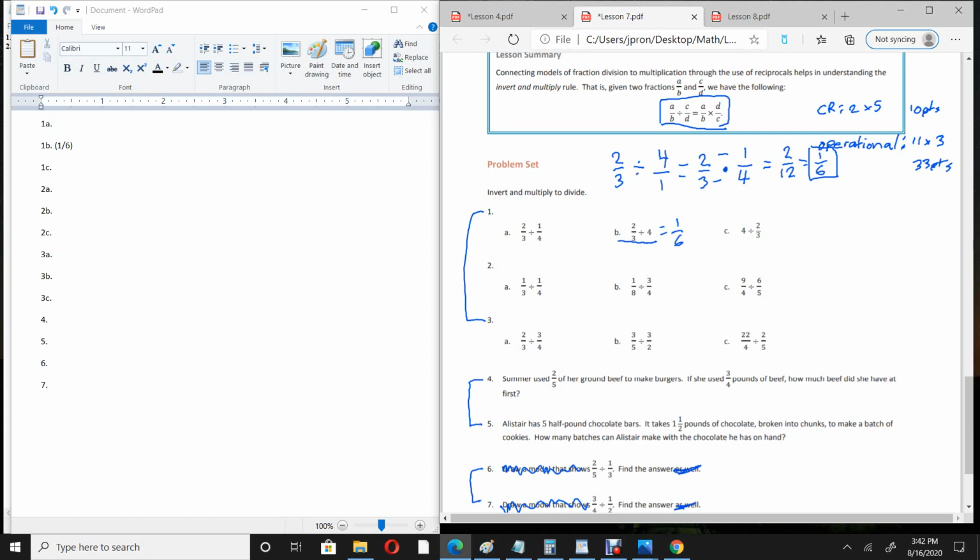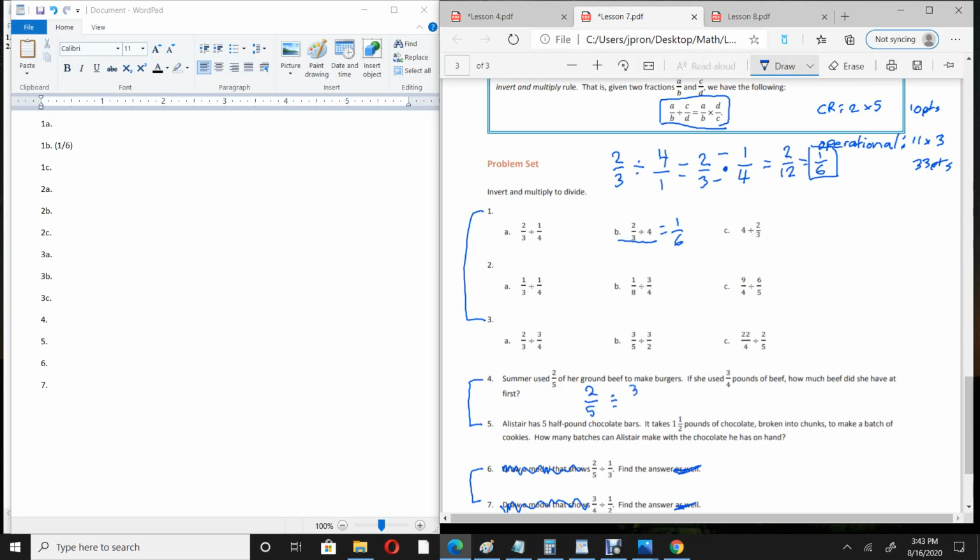Well, based on my thinking, because this is a lesson about dividing fractions, I would assume that I'm going to divide 2/5 by 3/4, and that would make sense because she used 3/4 pounds of beef, and she only used a total of 2/5 of her beef to do what she did. So if we divide that by how much she used, we should get the whole amount that she started with.